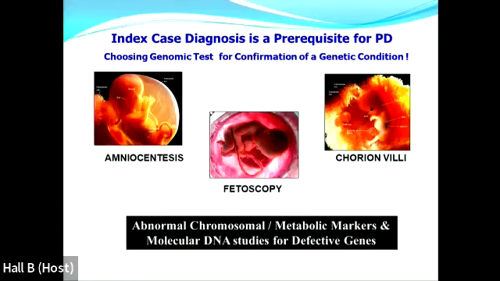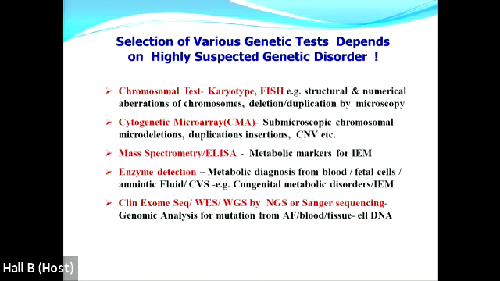So when you do the prenatal genomic diagnosis, you will be dealing with different samples, like maternal blood, as I told you in NIPS, okay? So it could be amniotic fluid, it could be fetoscopy, or it could be chorionic villi. A good amount of DNA will be used. So choosing which genomic test is important for the confirmation of genetic diagnosis.